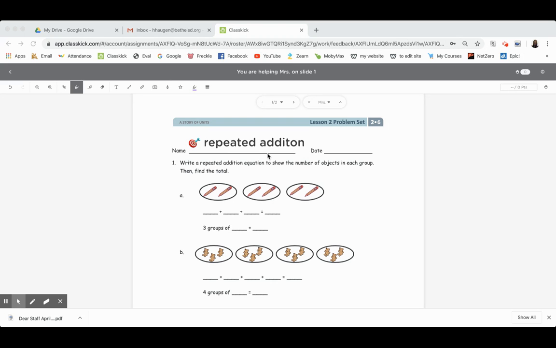So you see from my paper that we're going to be working on repeated addition today. So we're going to take our equal groups from yesterday and turn it into a repeated addition statement. So question number 1 says, write a repeated addition equation to show the number of objects in each group. Then find the total.